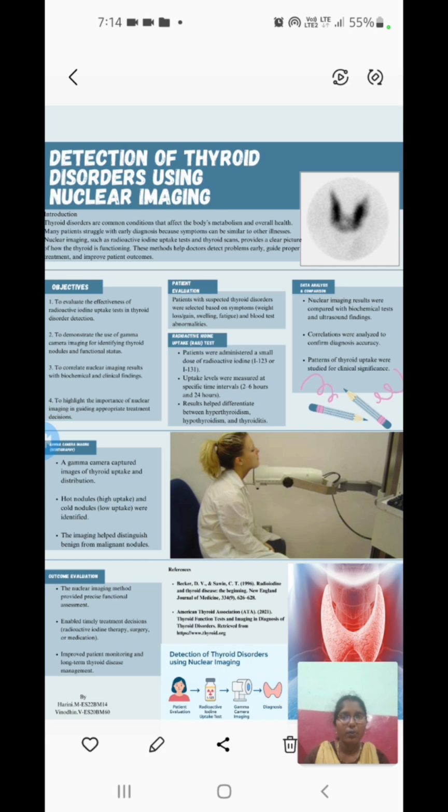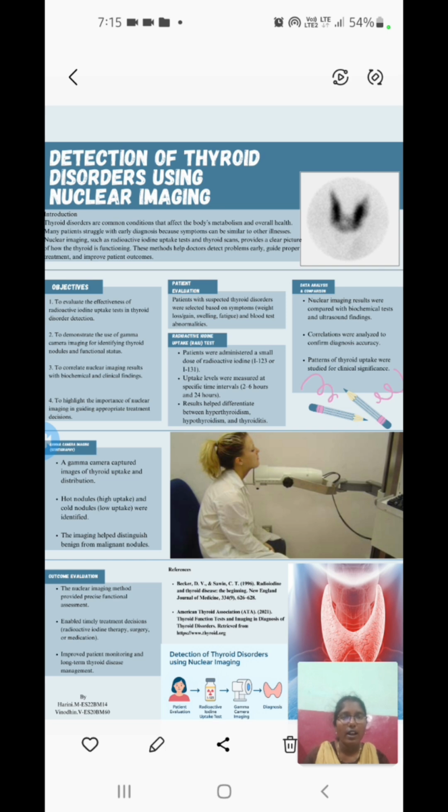Then we go to patient evaluation. Patients showing signs like weight change, neck swelling, or tiredness were chosen for the study. Abnormal thyroid hormone levels in blood tests were also considered. These patients had nuclear imaging tests to check how their thyroid was working and to find any problems in its structure.